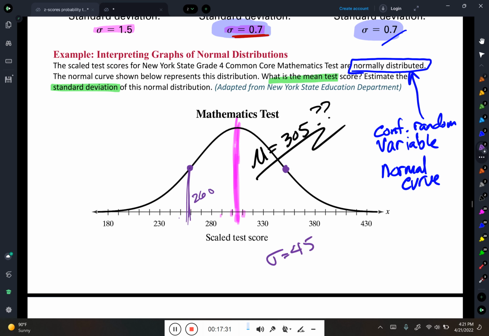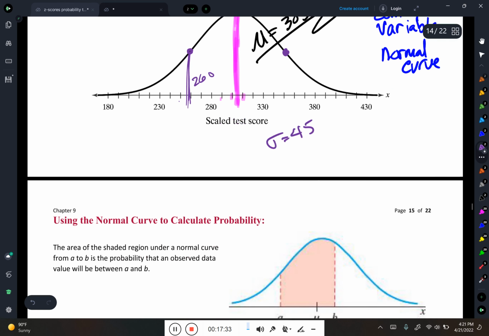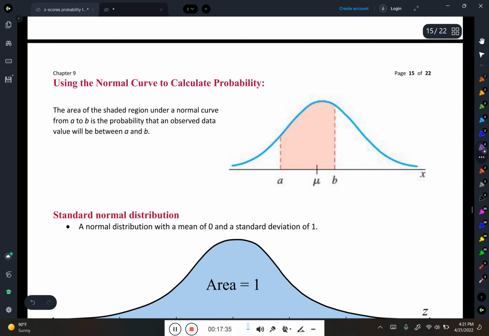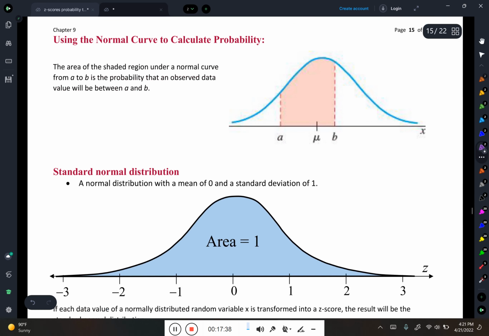So a normal distribution. I'm going to stop the video here and we'll come back and start part 2 right here using the normal curve to calculate probability. So I'll see y'all back here for part 2.